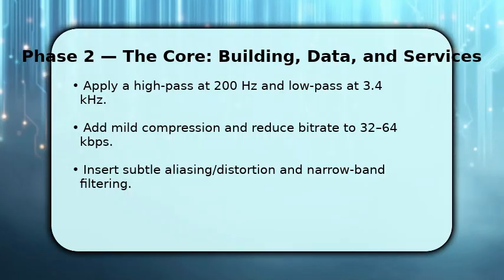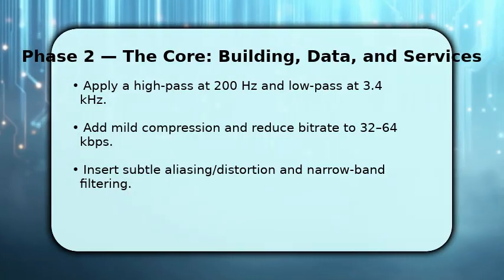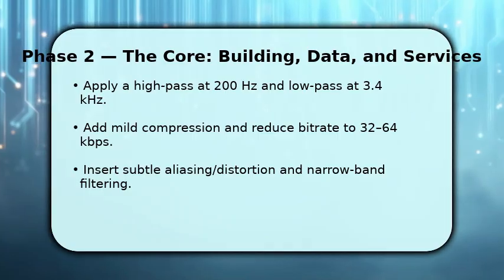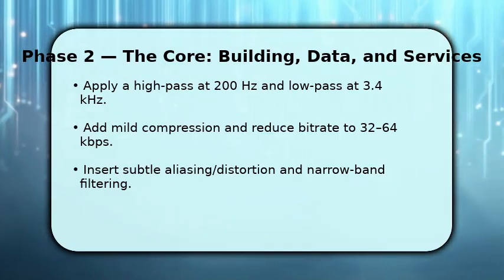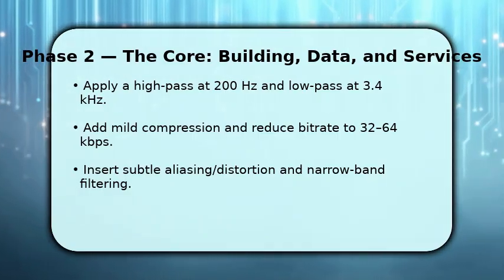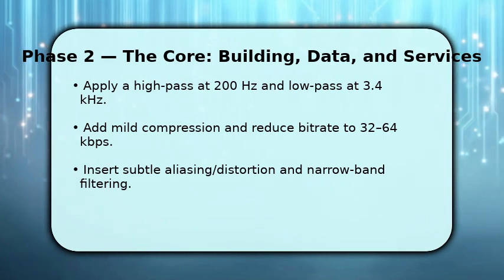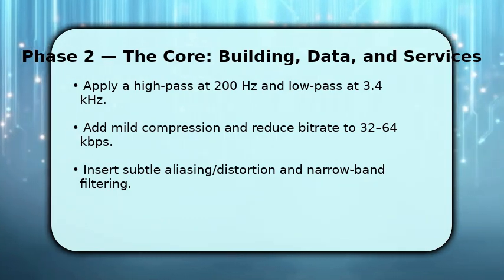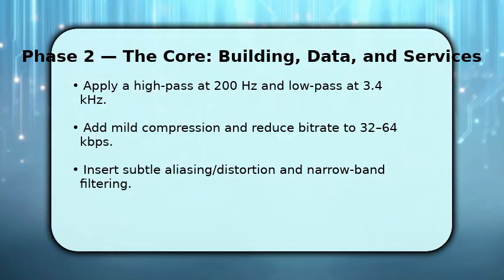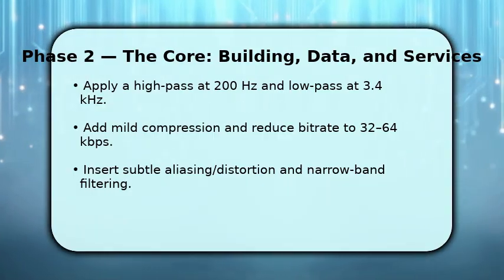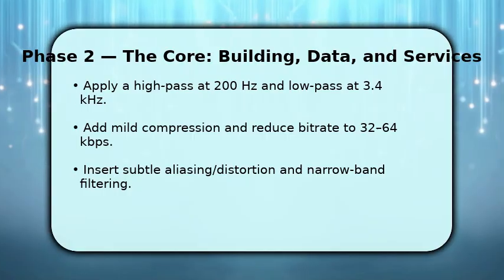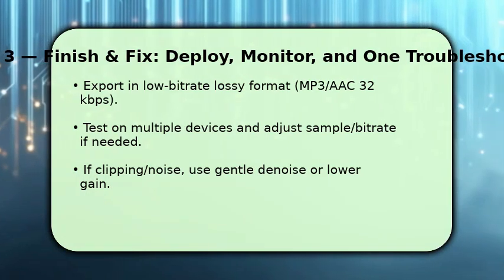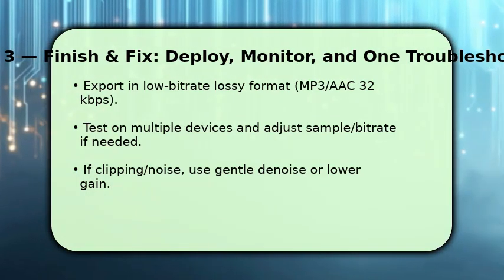Reduce exported bitrate to 32-64 kbps or use low-quality MP3/AAC presets. This creates compression artifacts. Finally, deliberately add aliasing or light distortion and narrowband notch filters to produce ringing. You finish by exporting to a low bitrate lossy format like MP3 or AAC at 32 kbps. This locks in compression artifacts.